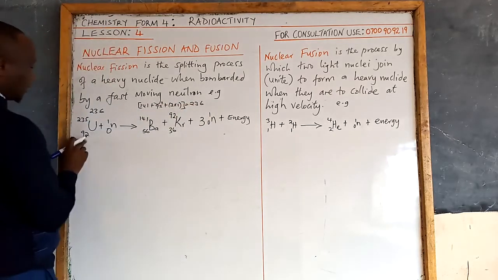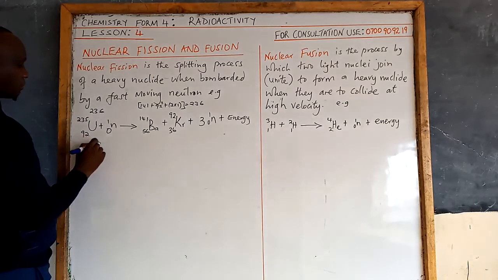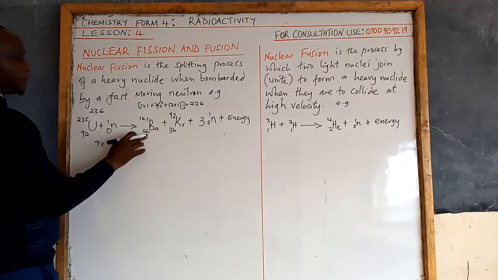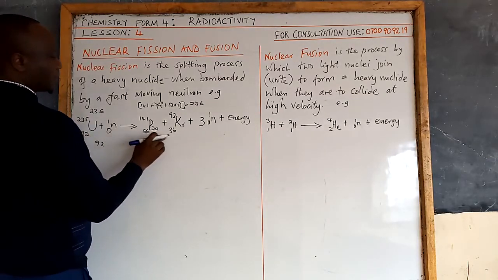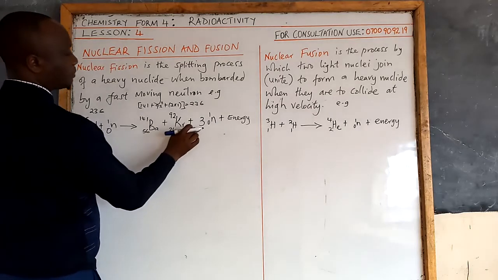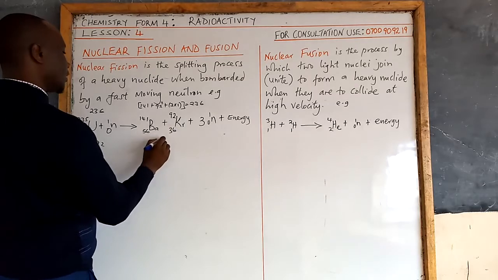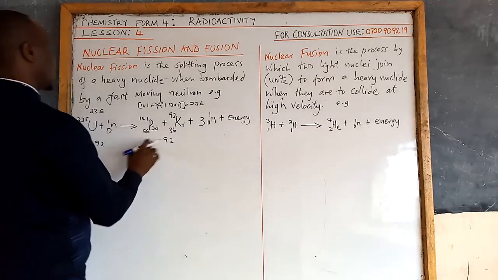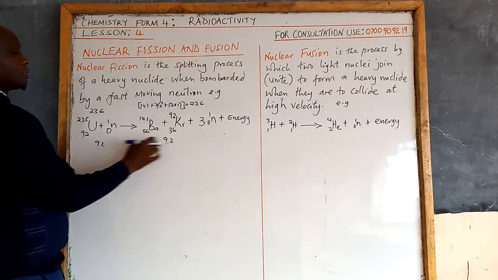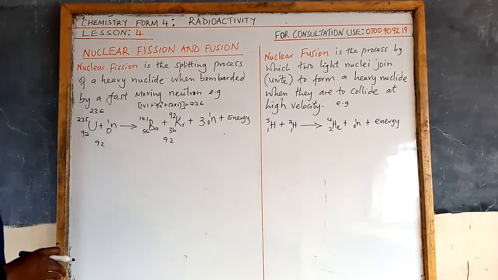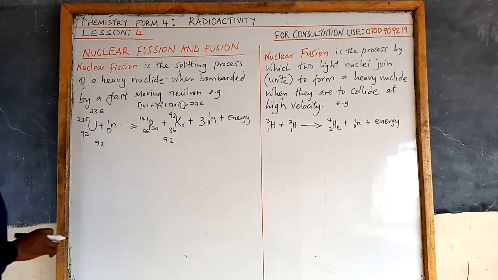Then here 92 plus 0, that will be 92. Then 56 plus 36 plus 3 times 0 is 0. So if you add this, this will also give us 92. So during balancing, this is what we do. So in this case, we consider this as balanced.